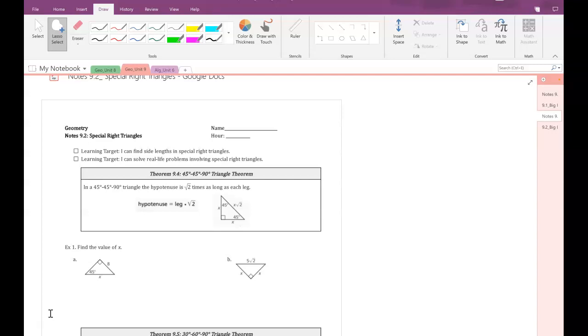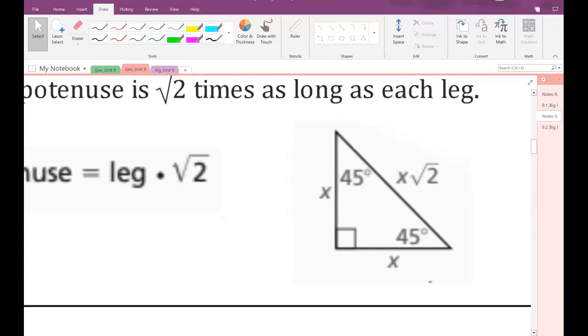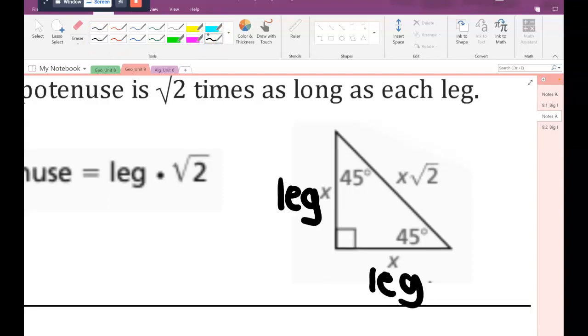So our first special triangle that we'll talk about is we call it a 45, 45, 90 triangle, which means it has two 45-degree angles and one 90-degree angle. We are able to figure out, based on the angle measurements, that our two legs of our triangle, so it would be x and x, are going to be congruent. So these two legs are congruent to each other.